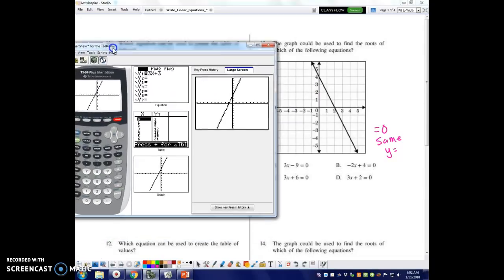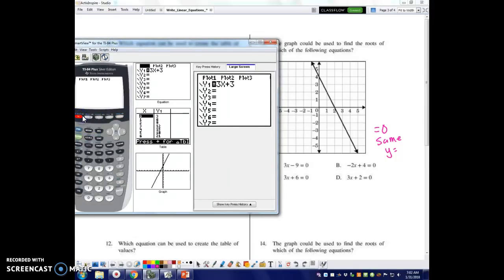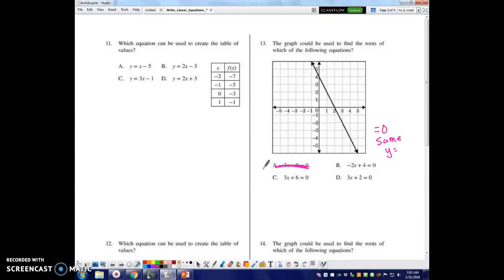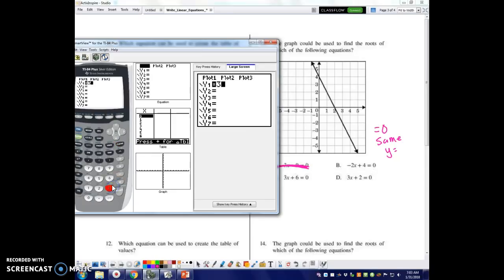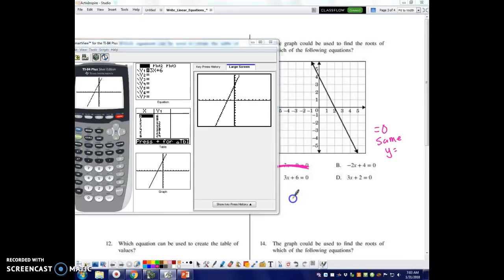So we go to y equals 3x minus 9. Graph. Oops, I didn't do that one right. 3x minus 9. Graph it. It needs to cross at 4 and 2. Did that one? No, definitely not. So it's not A. Okay. Next one. 3x plus 6. Nope, that doesn't look like it at all either. So not that one.